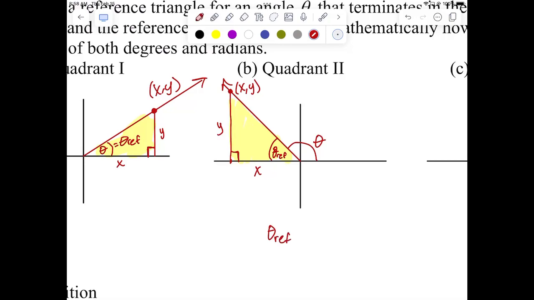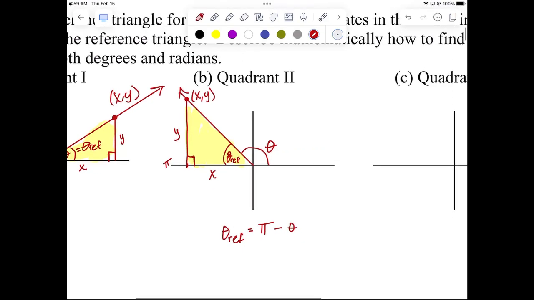Theta ref is not equal to theta. It's what? Pi. How do we find it? It's pi minus what? Theta. Good. It's pi minus theta, because we stopped short of pi. We're not using degrees anymore. We stopped short of pi. Pi's over here, right? So by how much did we stop short of pi? Well, pi minus theta. That's how we find the reference angle.